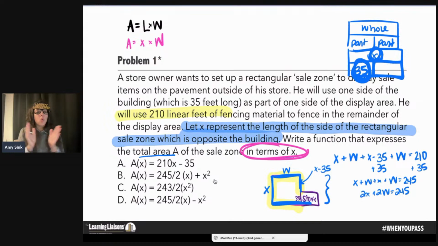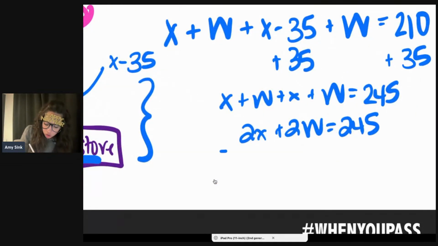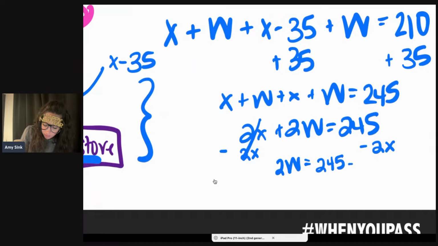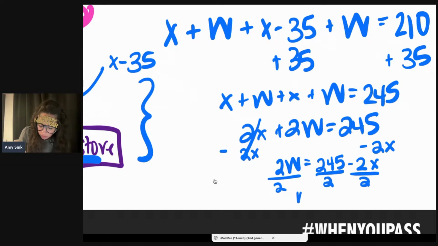Now, I need to know what W equals in terms of X. I need to figure out what W equals. So I literally need to solve for W. So I'm going to subtract 2X from both sides. 2W equals 245 minus 2X. Divide everything by 2. W equals 245 divided by 2 minus X, because these 2's cancel.